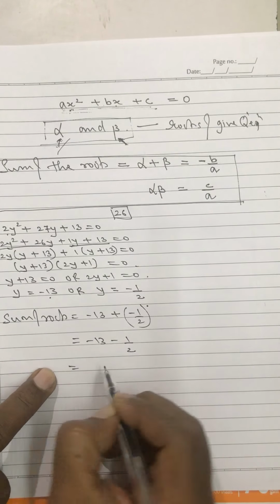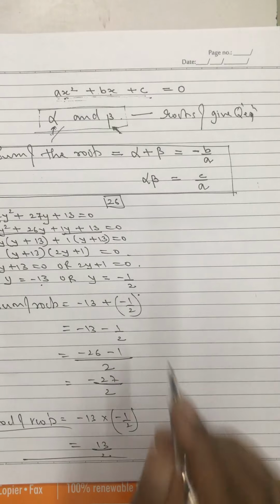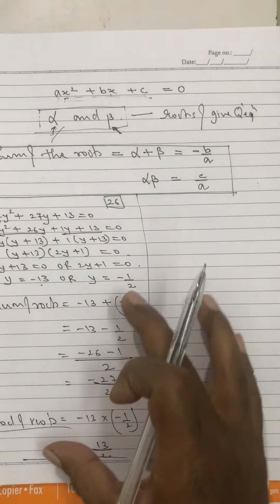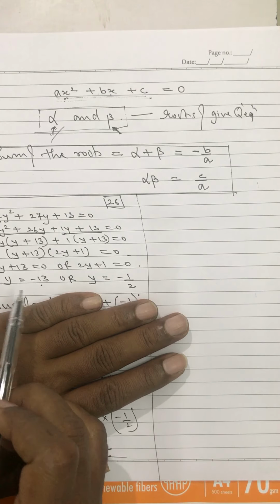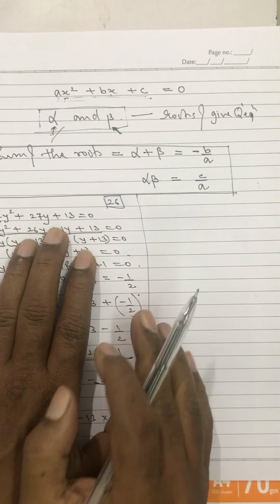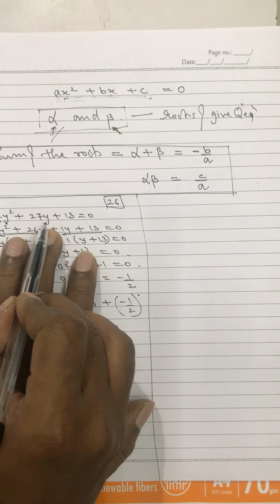And what about the product of the roots? Product means multiplication, minus 13 into minus half. The minus minus will give me plus 13 upon 2 as the product of the roots. This is the product of the roots and this is the sum of the roots. Now see, if instead of going by this fashion, if I would have known the sum of the roots and product of the roots, if I don't even want to find the roots, just I want to find the sum of the roots, then what will I do over here?